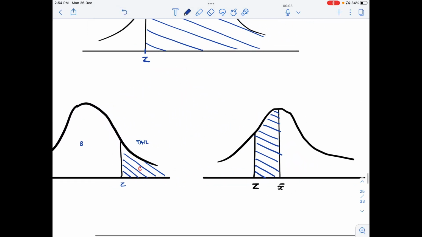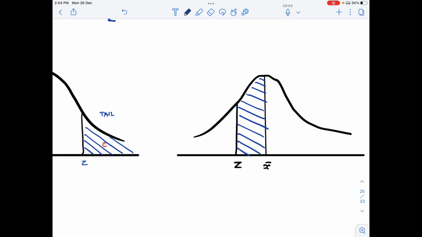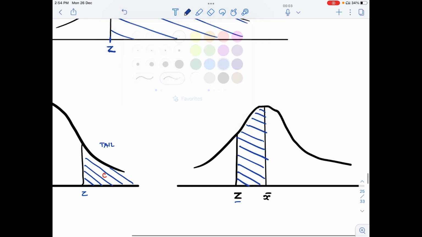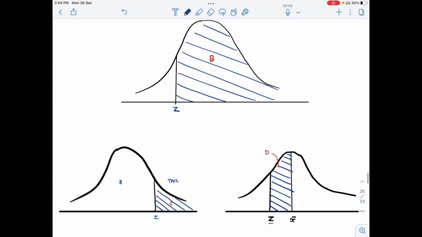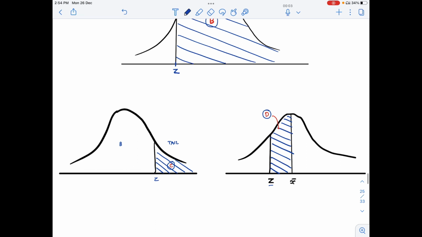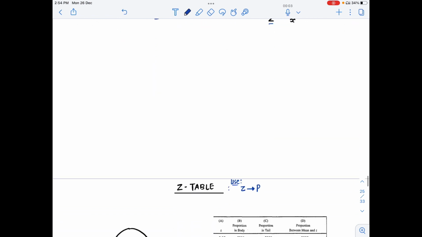We can have a situation where we are given the mean as well as a particular z value that is not the mean. The area in between is noted as c, and the tail is noted as t. So now we have three notations: b for body, c for the area between, and d for tail. Now we will see how a z table looks, which is more commonly called the unit normal table.